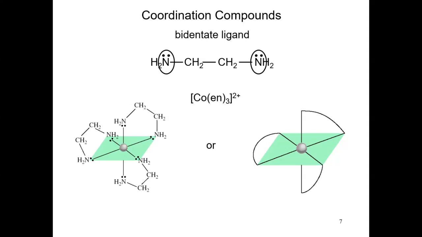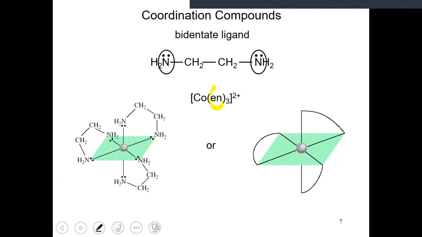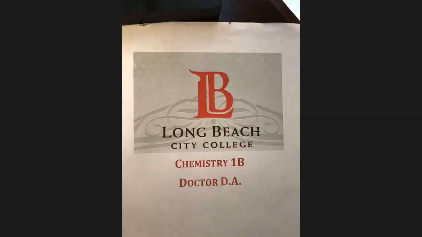But because ethylene diamine, which we abbreviate as EN, is a very common ligand, we sometimes represent it in the form of a fan. You can see it on the right. Let me switch us over here briefly to our doc cam so you can see this guy in 3 dimensions.